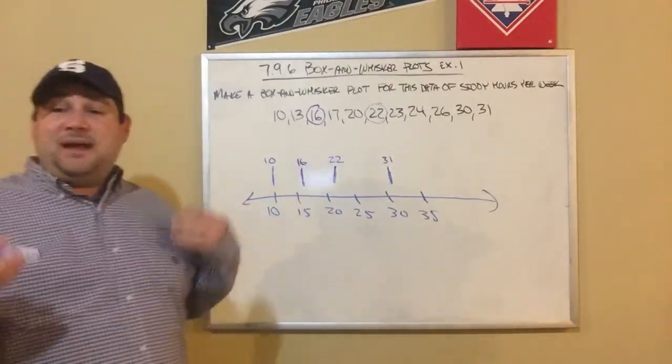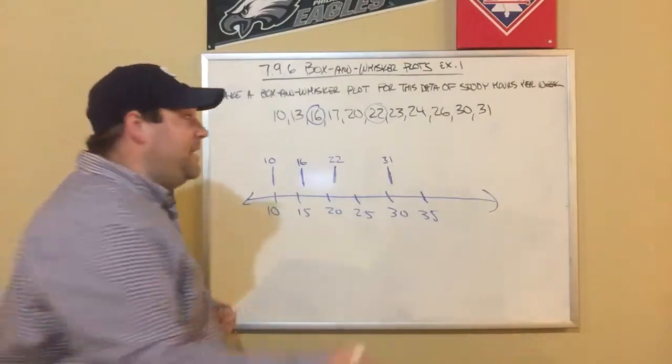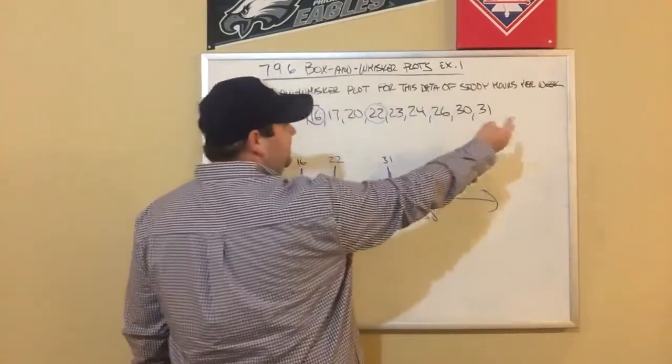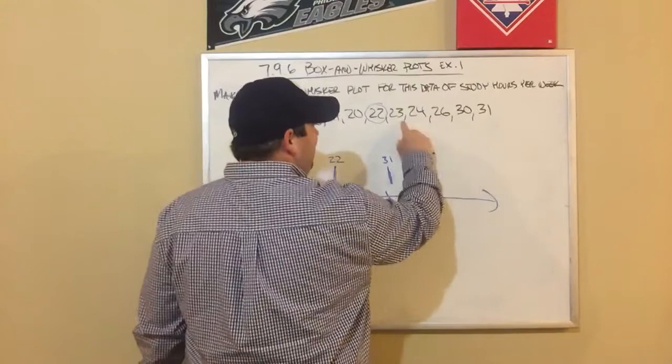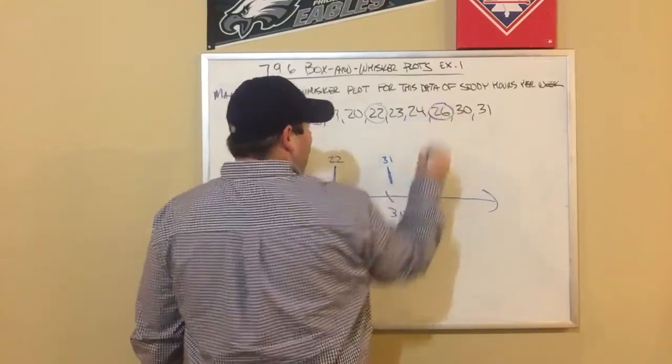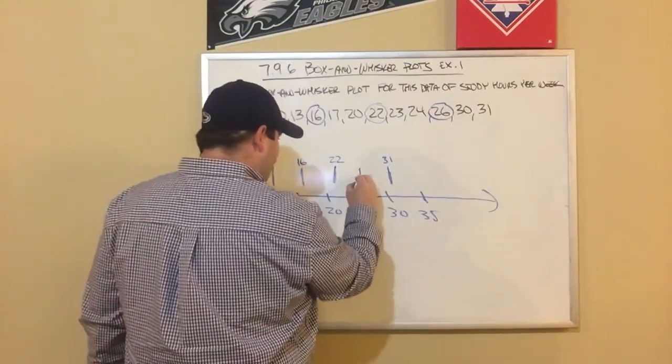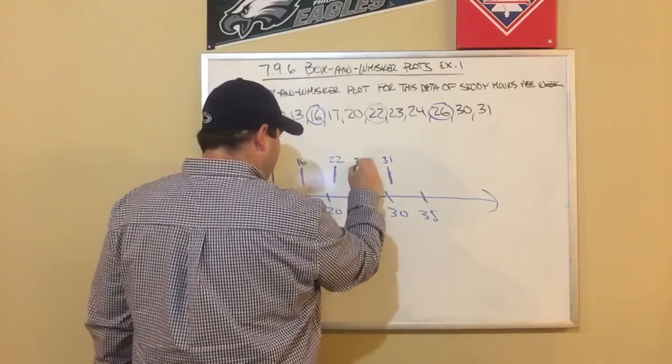Now I've got to find my upper quartile. That's the median of the top half of the data, so everything to the right of the median. There's 5 numbers there. My middle number is 26. So I'm going to put a line above 26.